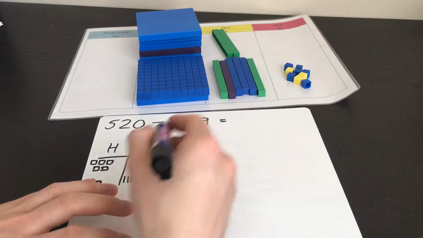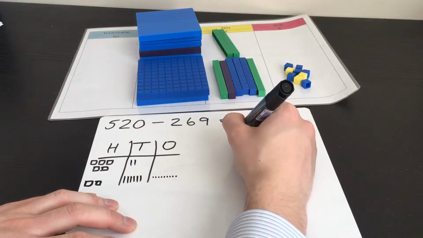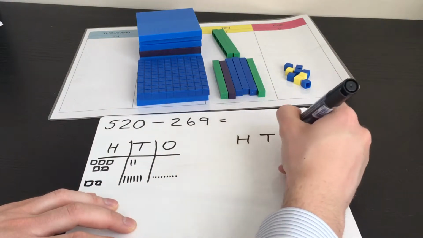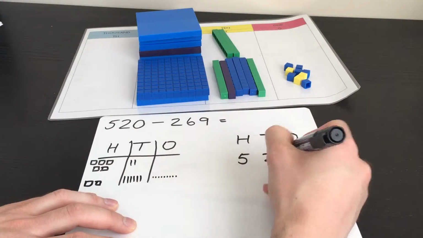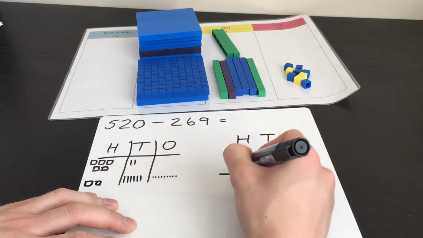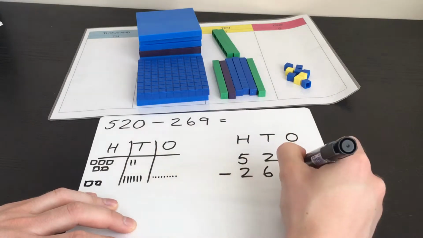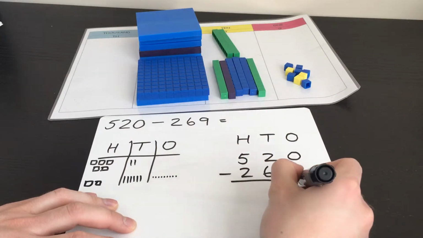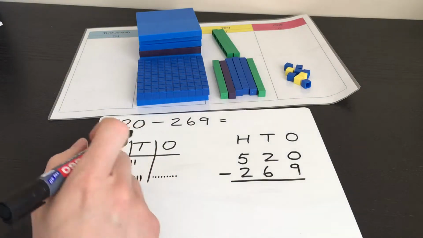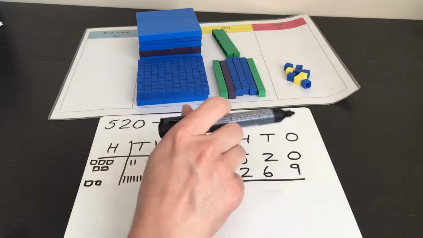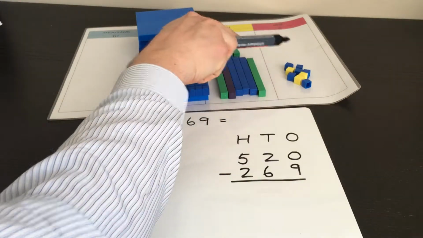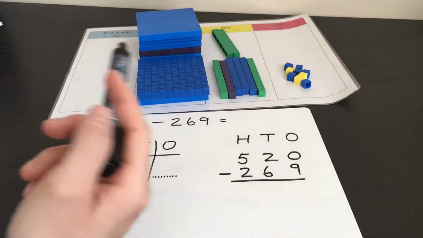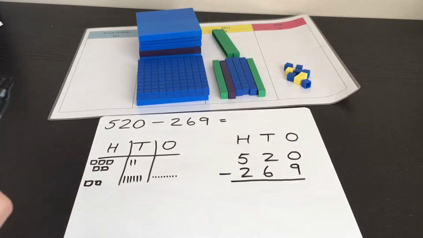Okay. If I were to lay that out using a formal written method, I would need my hundreds, my 10s, and my 1s at the top. I would need 520, and I'd need to subtract 269, like so. So job number 1 will be to start with the 1s and try and do 0 take away 9. Now at the minute I'm trying to do nothing take away 9 on here. Now that is not possible at the minute without regrouping.